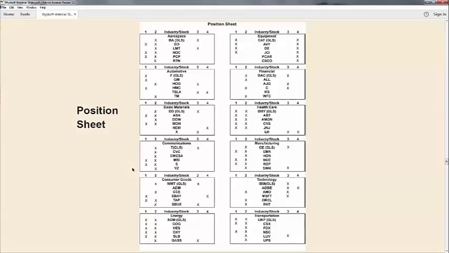Each Wyckoff Wave stock is a leader in a specific industry group, and there is only one stock for each industry group of the 12 industry groups that we follow. Boeing, for example, is the leader in the aerospace group. Caterpillar is the leader in the equipment group. Ford, automotive, Bank of America, financial, and so on.